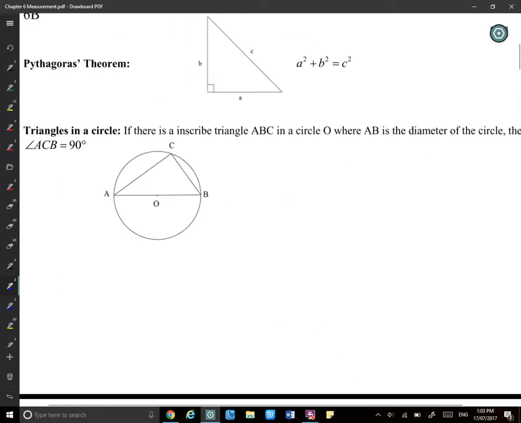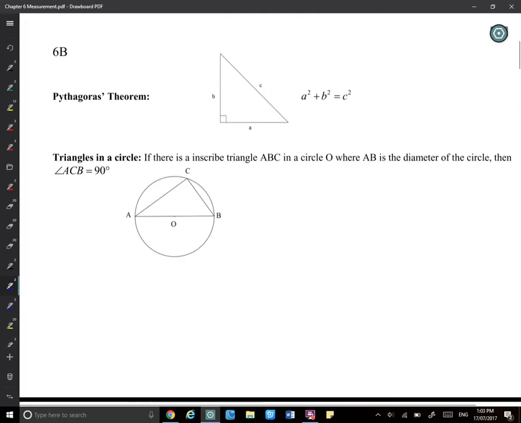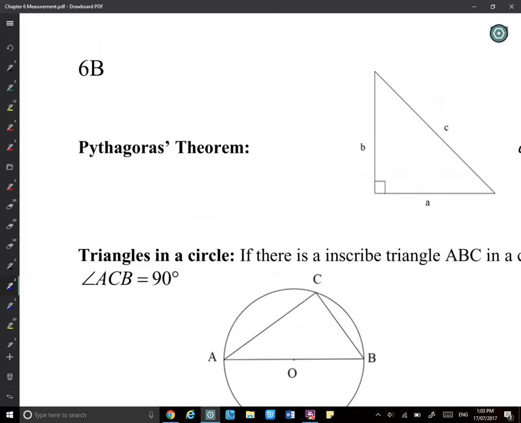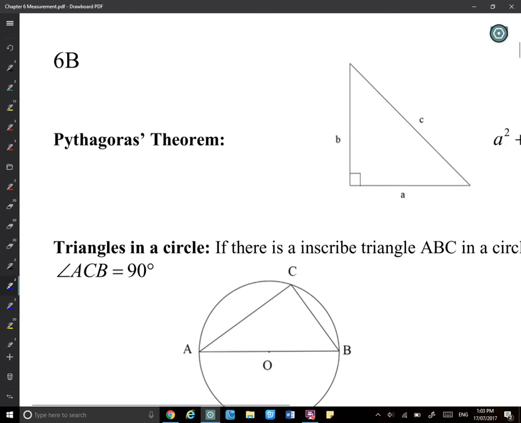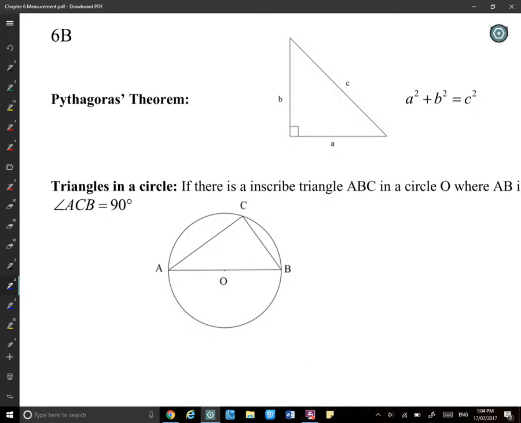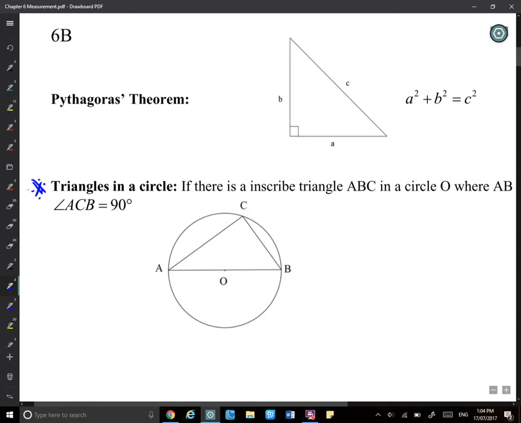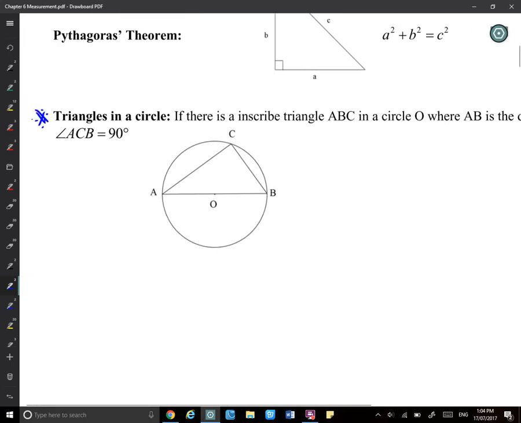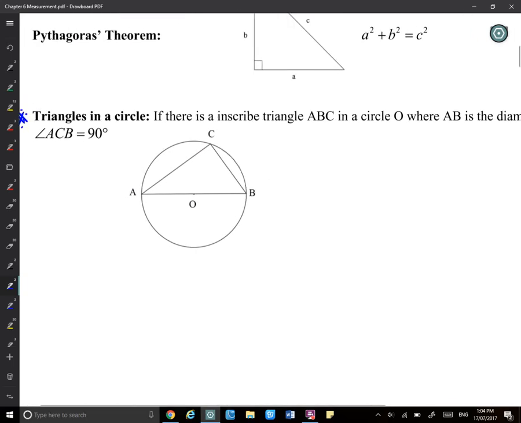Okay, part B. That's what A talks about. In B, we talk about a really easy thing, which is Pythagoras. We know Pythagoras already. A squared plus B squared equals C squared. That's the first thing. Next thing is very important. I think we learned this in circle geometry, which is in chapter 2. Or maybe not. But this is a really important definition.